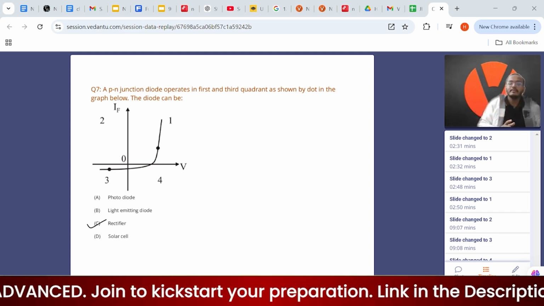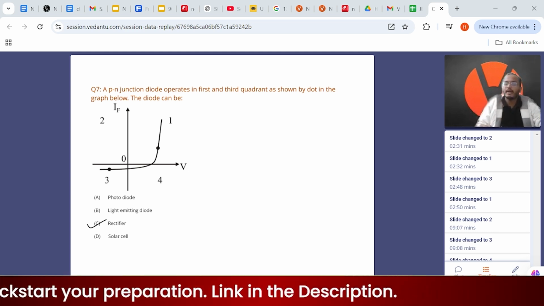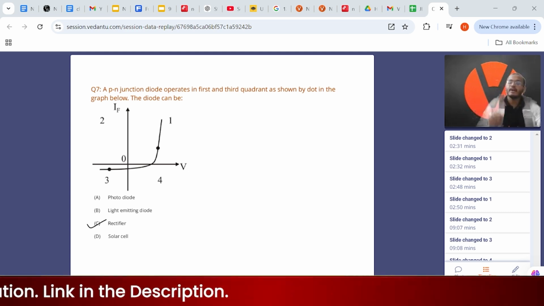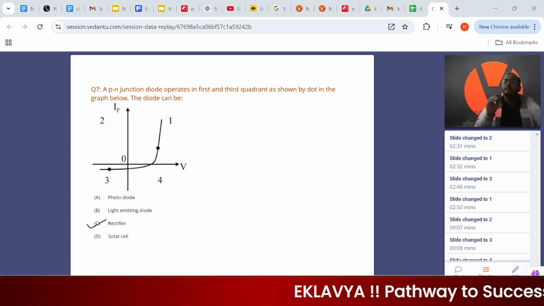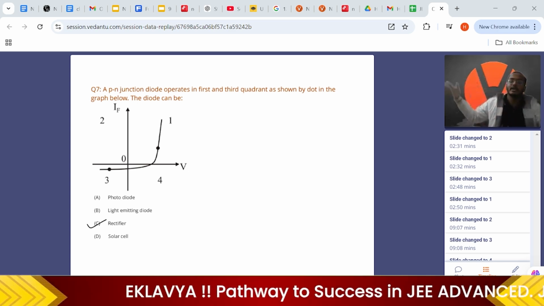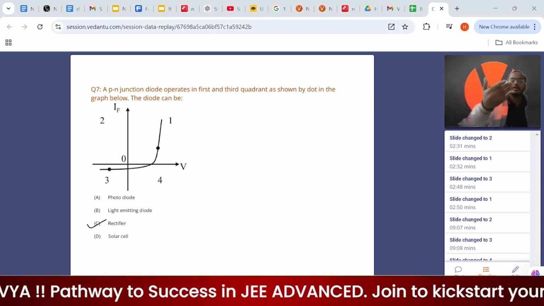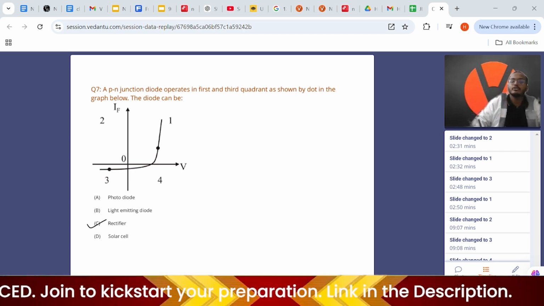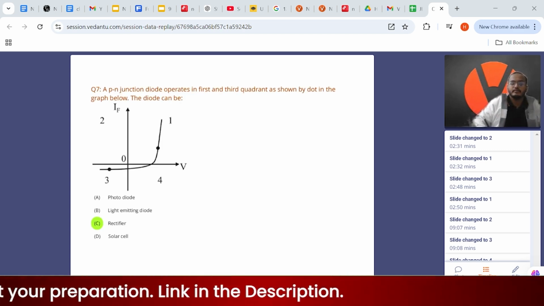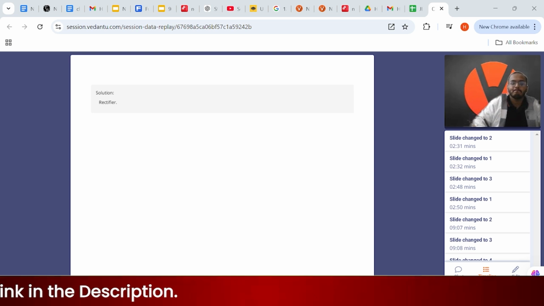A solar cell operates in forward bias. But only a rectifier, a full wave rectifier, works both in the first and in the third quadrant. And what is the purpose? To keep the direction of the current the same. So this PN junction characteristic for I and V is actually showing a rectifier.